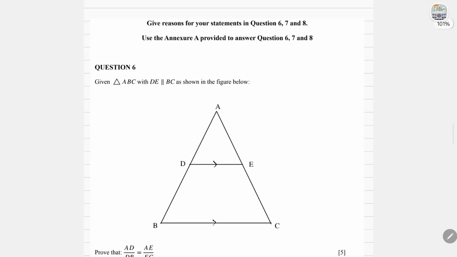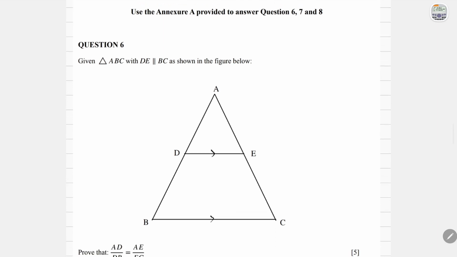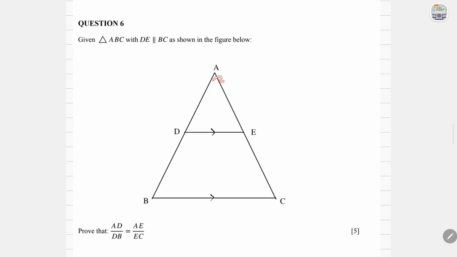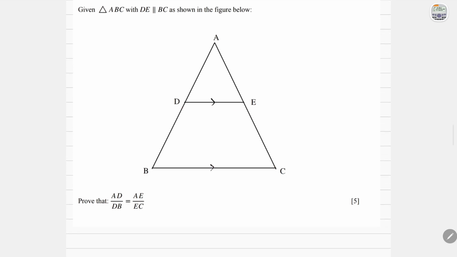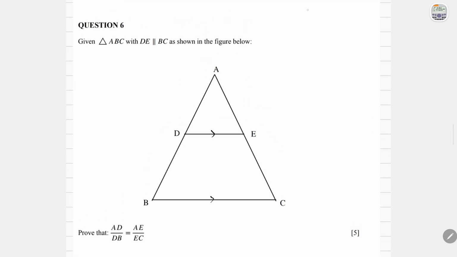Question 6, and just note that in questions 6, 7, and 8, we need to give reasons for any statements made. Question 6 says, given triangle ABC with DE parallel to BC as shown in the figure below, we need to prove that AD over DB is equal to AE over EC. So we need to prove the proportionality theorem.